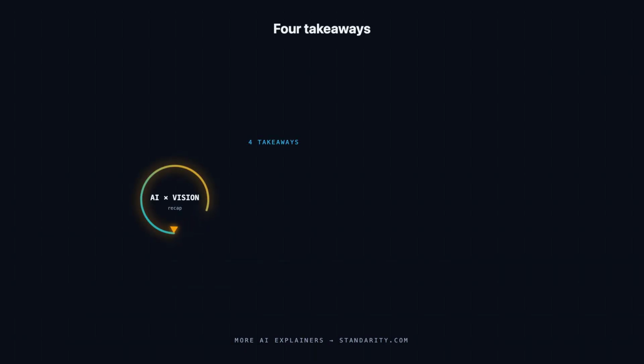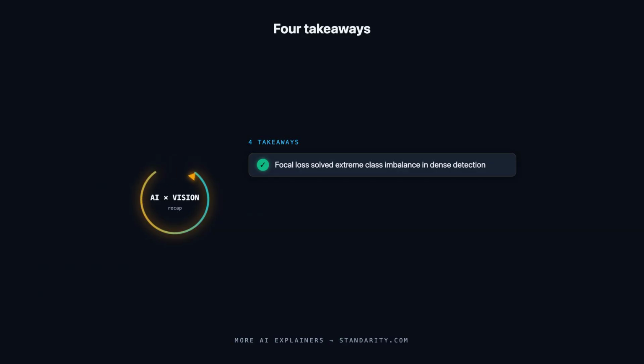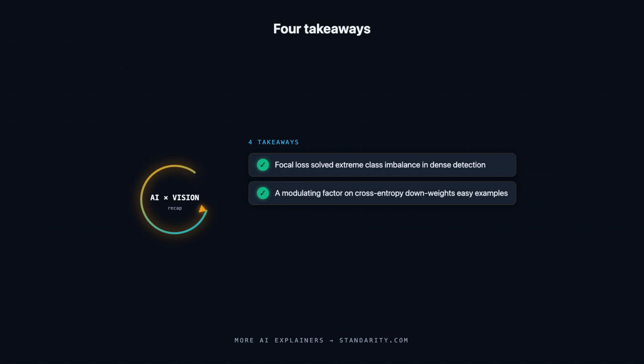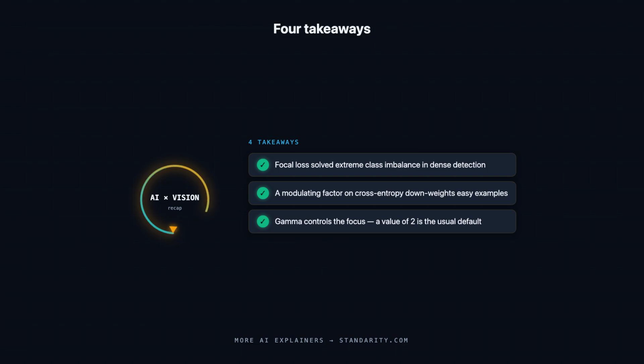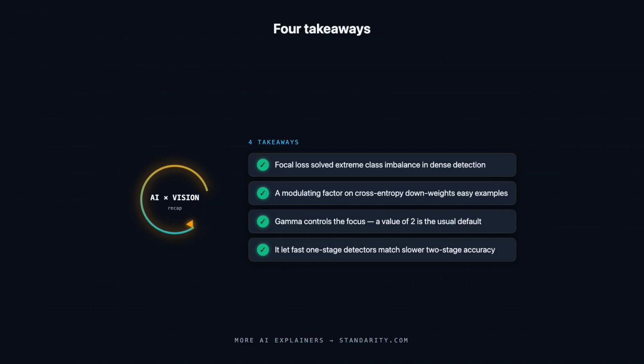Alright, let's lock in the essentials worth remembering. Focal loss solved the extreme class imbalance in dense, one-stage object detection, where easy background swamps the rare real objects. It adds a modulating factor to cross-entropy that downweights confident, well-classified examples so the hard ones keep their full weight. A tunable gamma controls how aggressively easy cases are suppressed, with a value of 2 being the usual choice from the RetinaNet paper. That single tweak let fast detectors finally match slower two-stage accuracy.